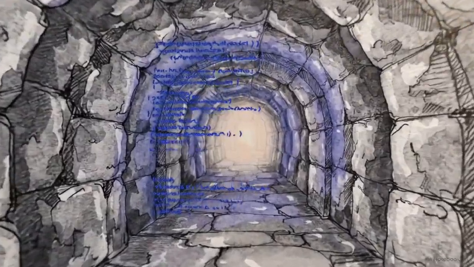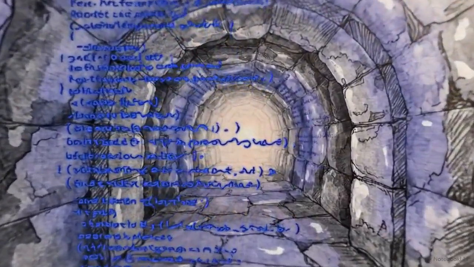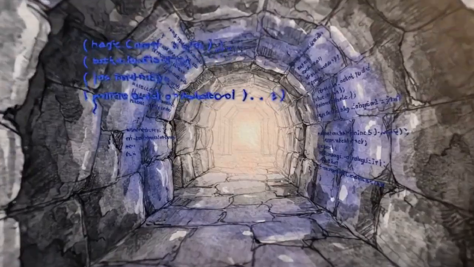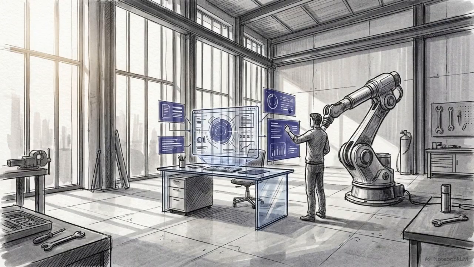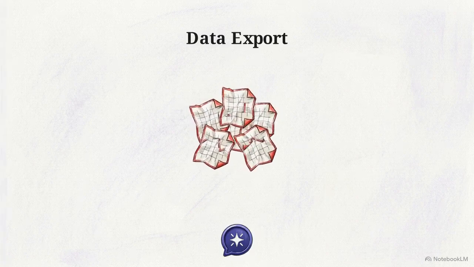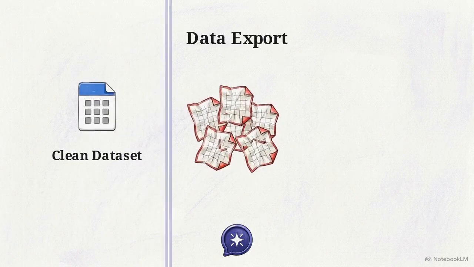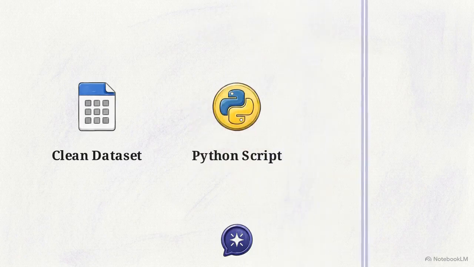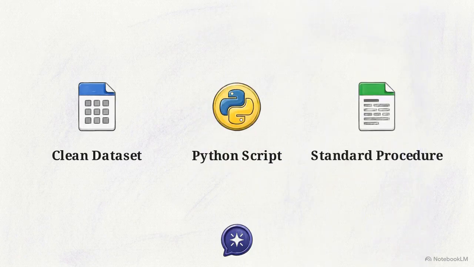For years, the command terminal was treated like a dark cave where only developers and system admins dared to wander. Today, the terminal is becoming an agentic workbench, a space where humans and AI collaborate to solve business problems. In this video, we are going to take a messy, broken data export and turn it into a clean dataset, an automated Python script, and a standard operating procedure, all using plain English.